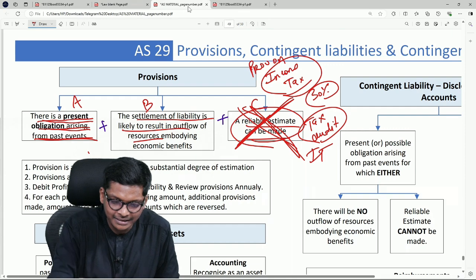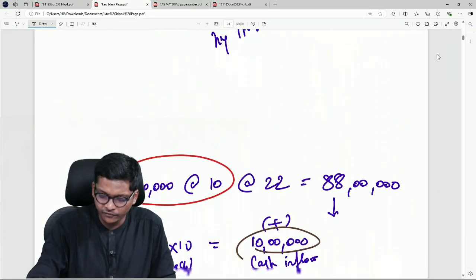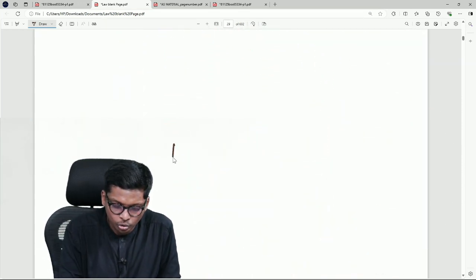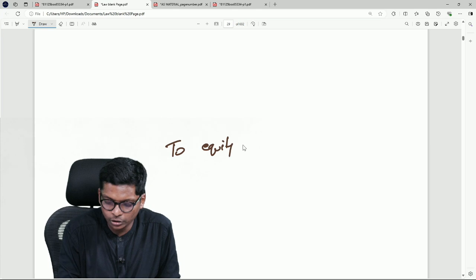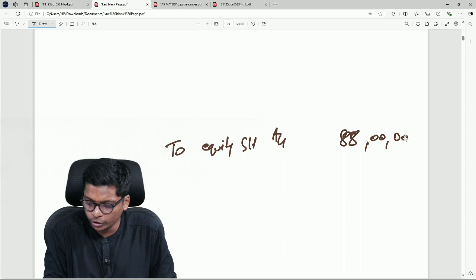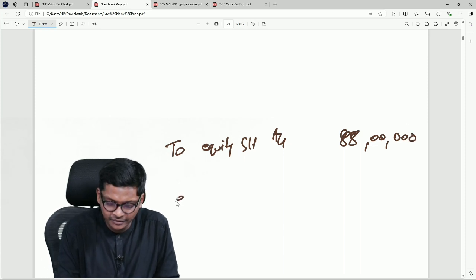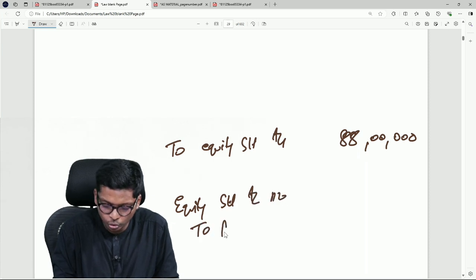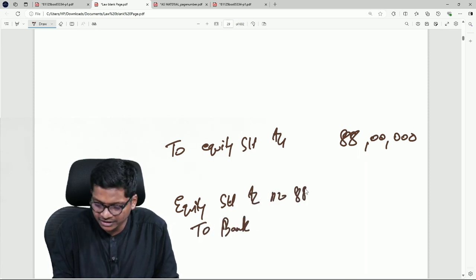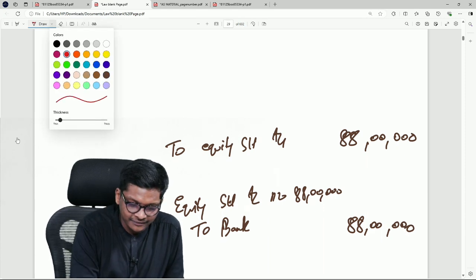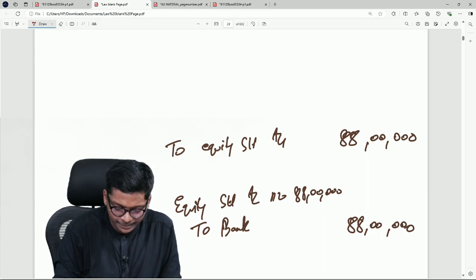Now coming to the main entry. Sir, what is the entry for this 88 lakhs? Look at this. To equity shareholders account is going to be 88 lakhs because I am going to pay them 88 lakhs, and next entry will be equity shareholders account debit to bank, which is 88 lakhs, correct? Now this is the payment entry, guys, this is the payment entry.